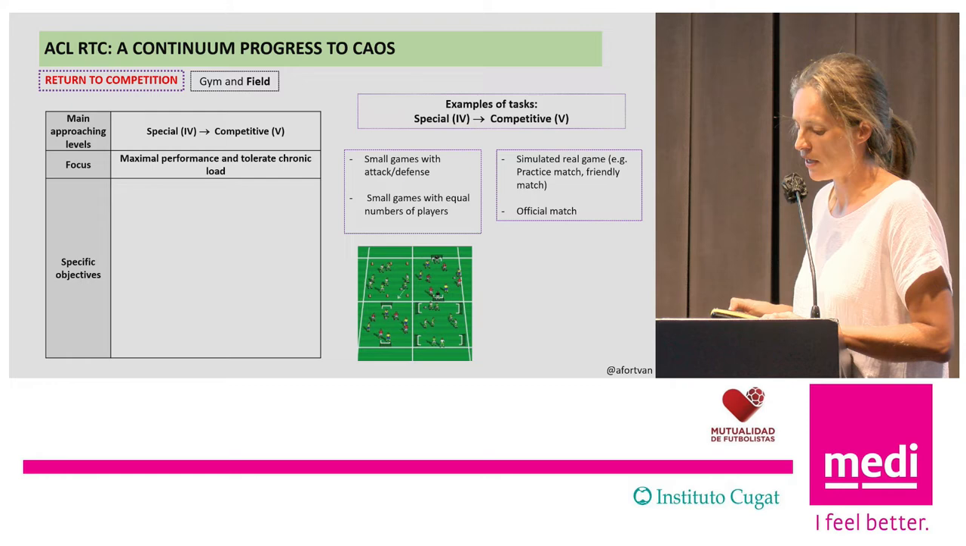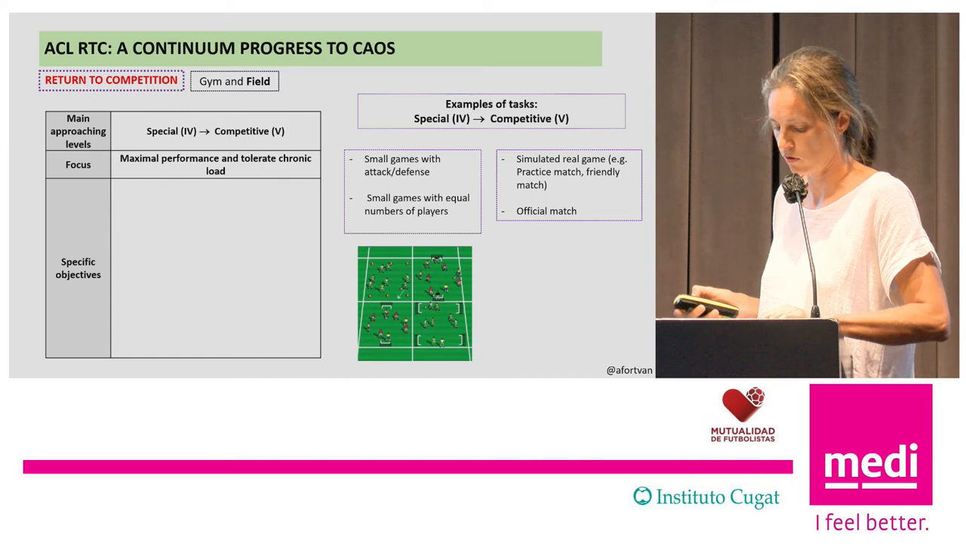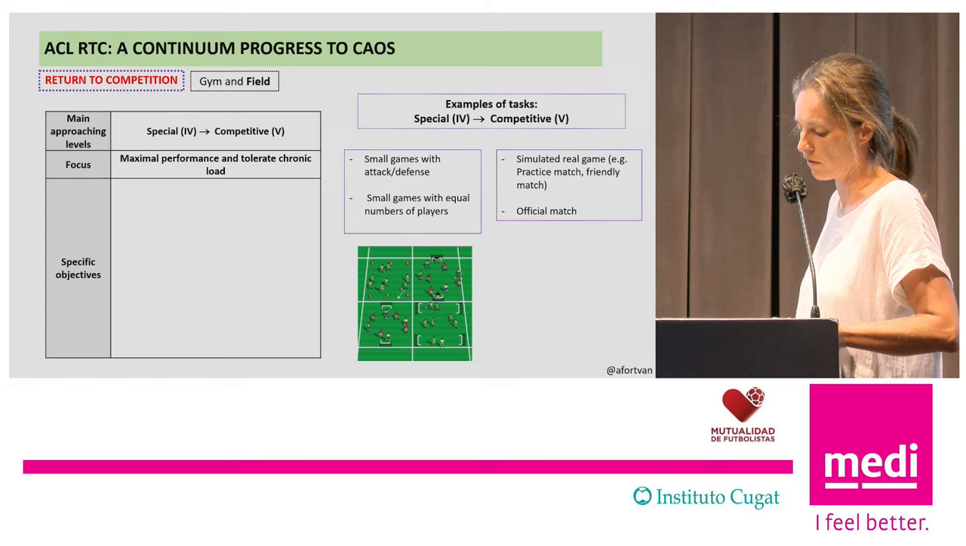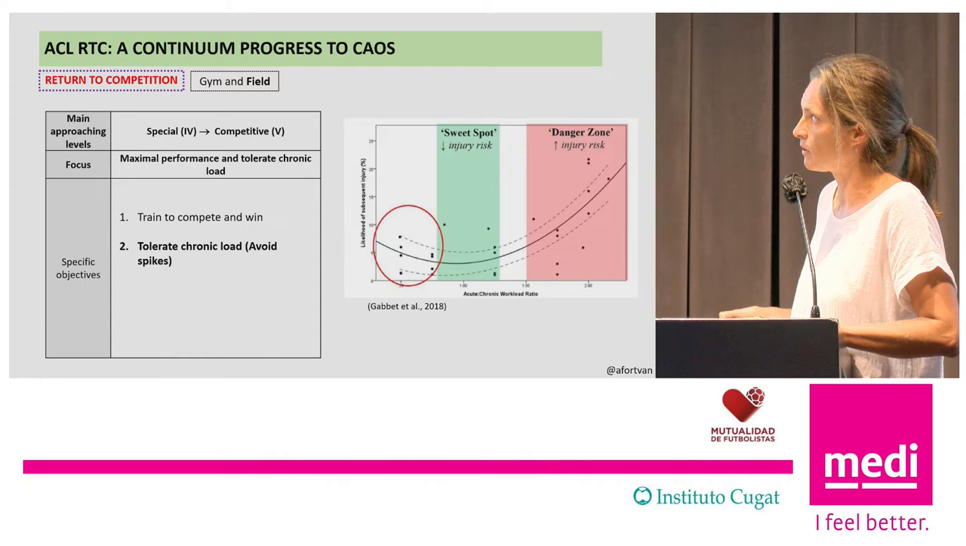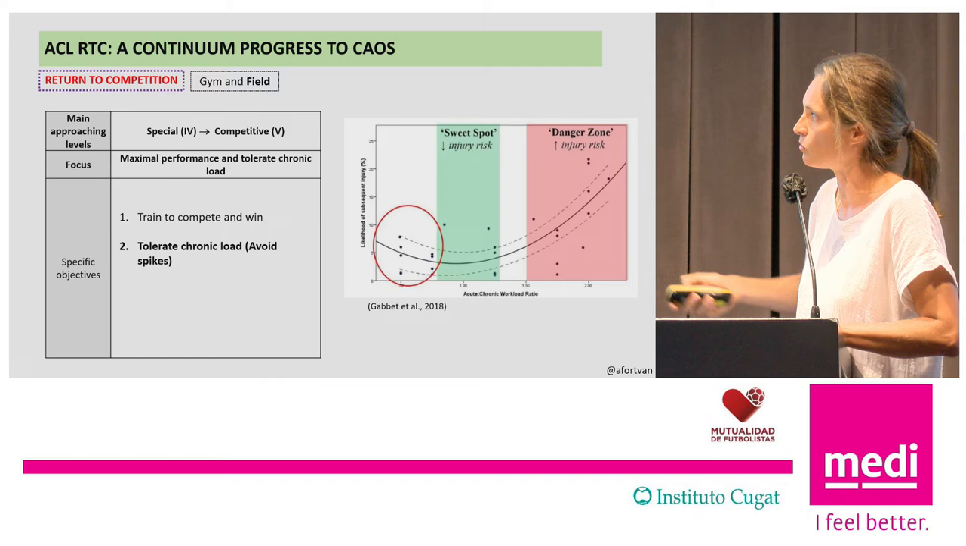the main objective of this phase is to prepare the athlete not only for competitions, also for competition and maximum performance. The success of return to sport is predicated on the athlete's ability to return at above the pre-injury level of competition without fear of re-injury, influencing their performance. Specific objectives to achieve this level are train to compete and win, tolerate chronic load. Remember, Tim Gabbett says that you have to avoid spikes, very typical from the return to train and return to competition.